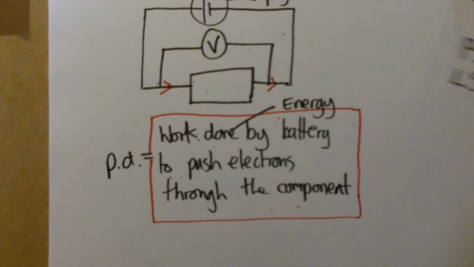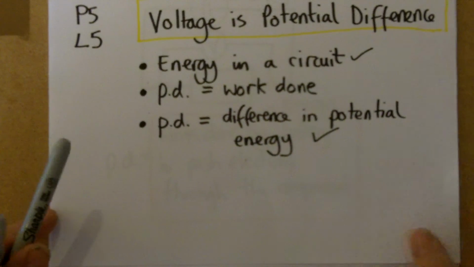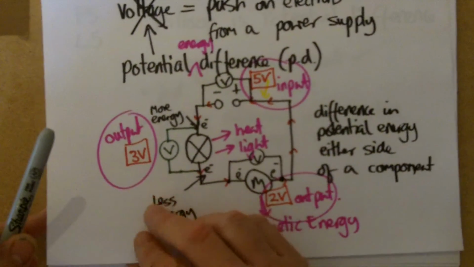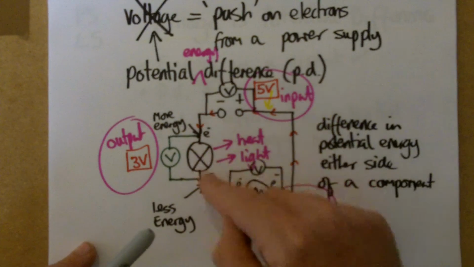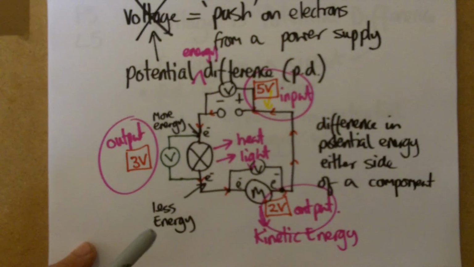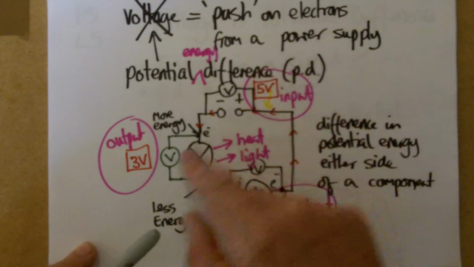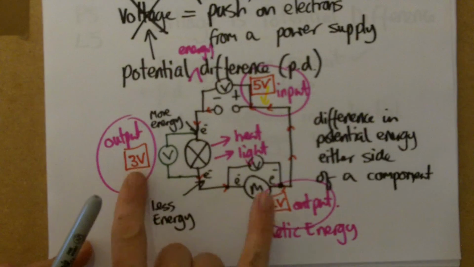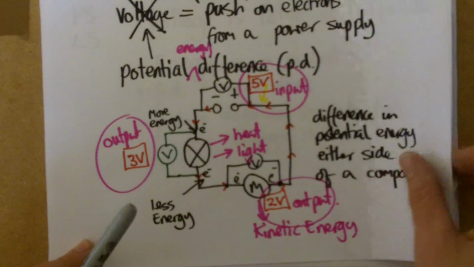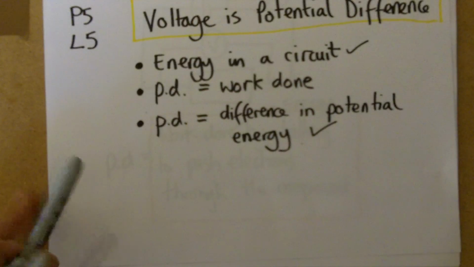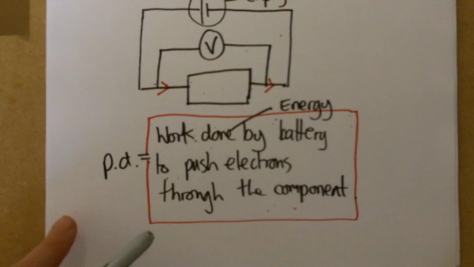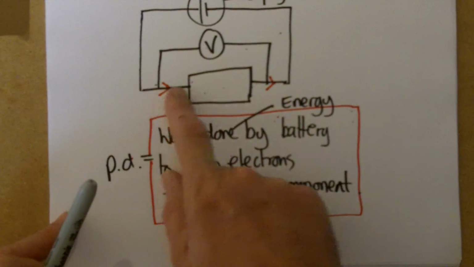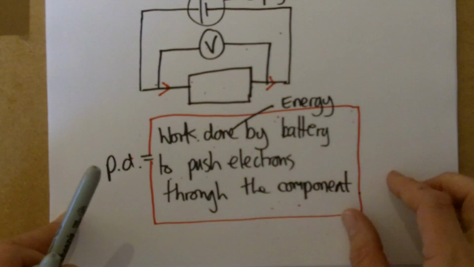Okay, just to recap then, moving on to the idea of voltage now being potential difference. Potential difference measures energy difference between two points in a circuit, and we know that we have energy inputs and energy outputs, and the energy input must always match the total energy outputs. And then that further definition is the idea that potential difference can be thought of as the work done by the power supply in pushing the electrons through a particular component.